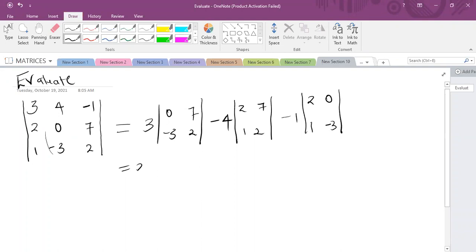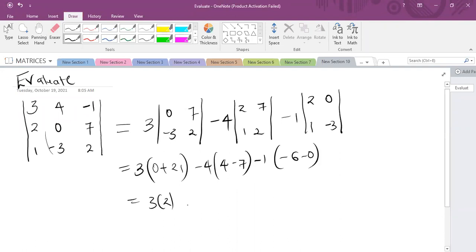So evaluating this, we get this here. If we get the determinant, this is 0, minus 21. So that is 0 plus 21 minus 4. This will give 4 minus 7. And then minus 1. This will give minus 6 minus 0. So that will give 21 minus 4 minus 7 will give minus 3, and then minus 1 minus 6. So you can evaluate that and you should be able to get your answer when you evaluate that.